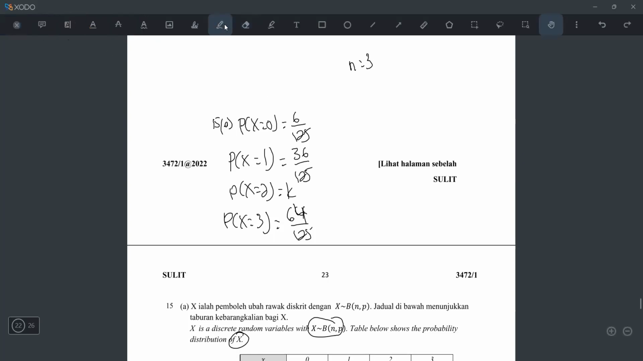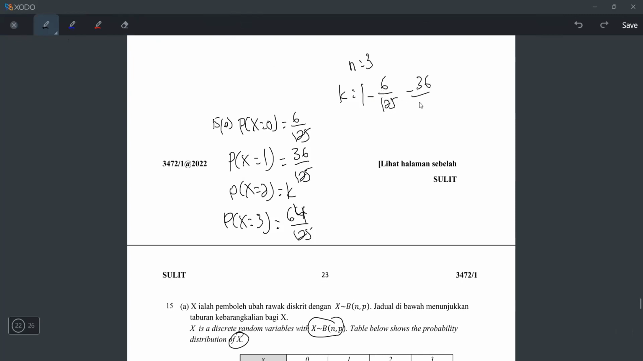What about K and P? How to find K and P? K is quite easy to find also because total probability must be 1, right? So I can just take 1 minus 6 over 125 minus 36 over 125 minus 64 over 125. I think it's 19 over 125. Let's try. Yes, I just press my calculator. I get 19 over 125.